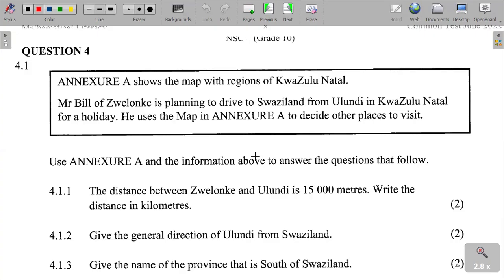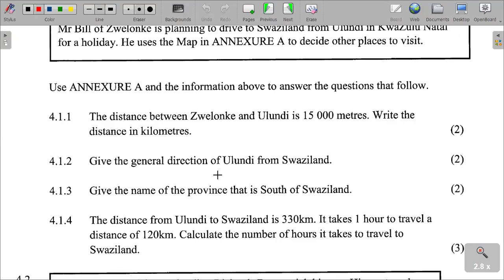The question is saying the distance between Solong and Umlund is 15,000 meters. Write the distance in kilometers. What you do there? Distance in kilometers is equals to what? We are saying it's 15,000 meters.